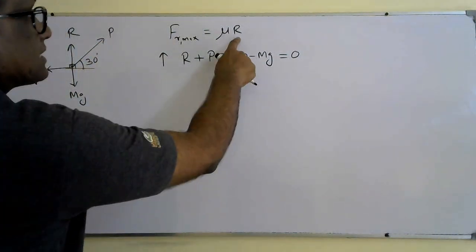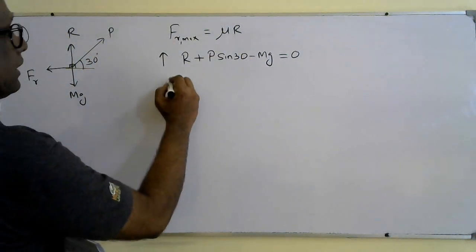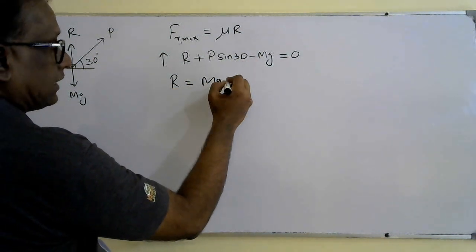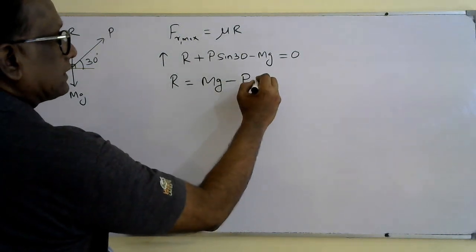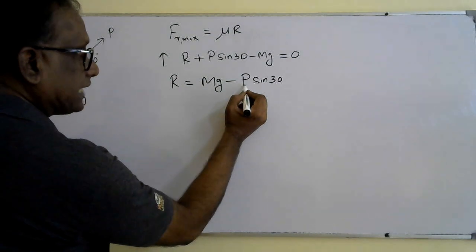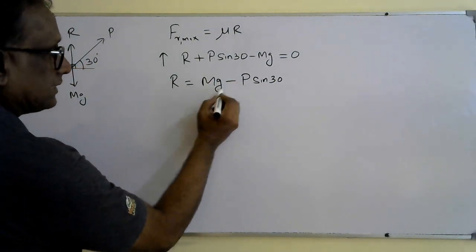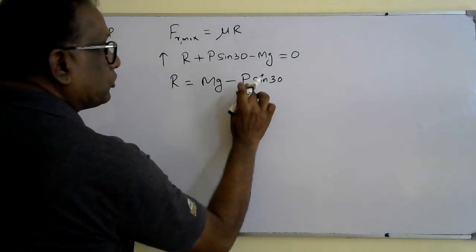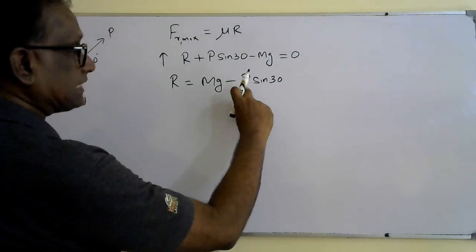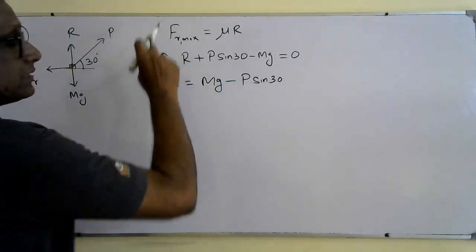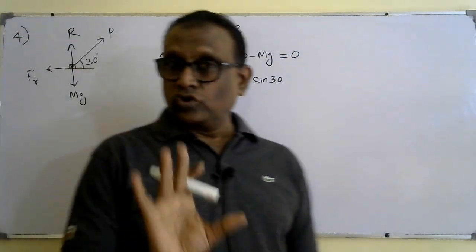The reason R is changing is because R is given by mg minus P sine 30. We know the mass, no change. Sine 30 is half. Now you can see when you change the P, R is going to change. Mg is constant, sine 30 is constant, but you are changing the P. So when the P is changed, R will change. When R changes, the limiting friction will change, so it won't be 18 now.